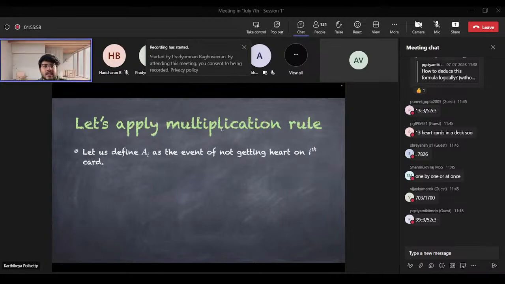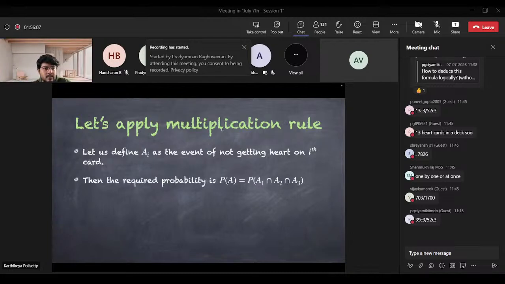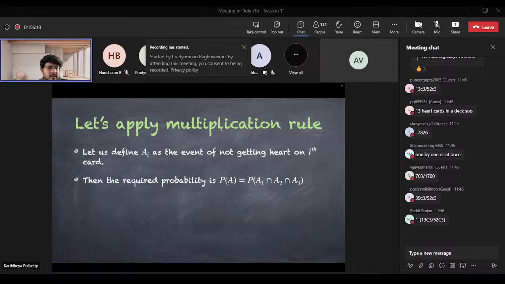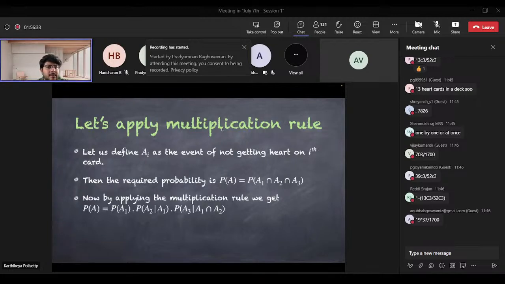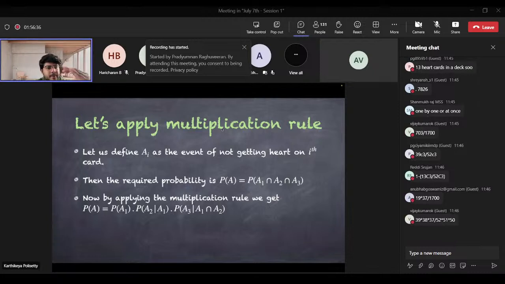Let us define the event Ai as the event of not getting a heart on the ith card. So then the required probability is P of A equal to P of A1 intersection A2 intersection A3. That is, you should not get a heart on the first card, you should not get a heart on the second card, you should not get a heart on the third card. So now applying the multiplication rule, we get P of A equal to P of A1 and P of A2 given A1 and P of A3 given A1 and A2.